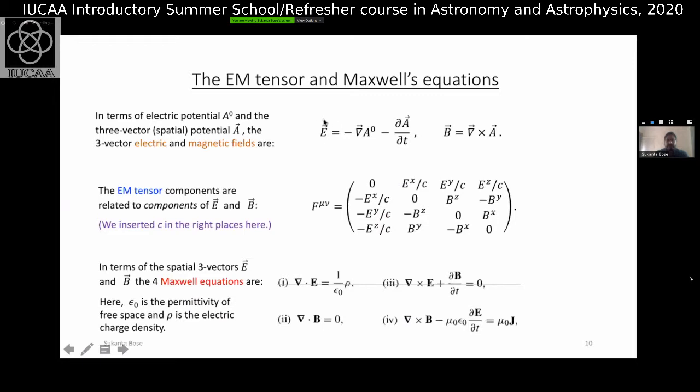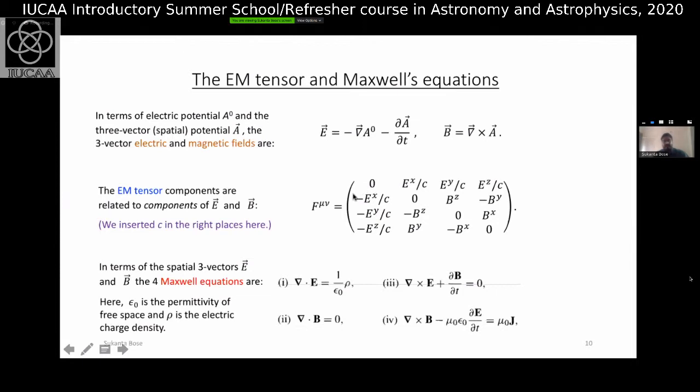So the electric field, this is a 3-vector. It has components Ex, Ey, Ez in the Cartesian coordinate system. Those components can be gotten from the gradient of the time component of A and the time derivative of the spatial components of A. And similarly, the 3-vector, the magnetic field, is nothing but the curl of A.